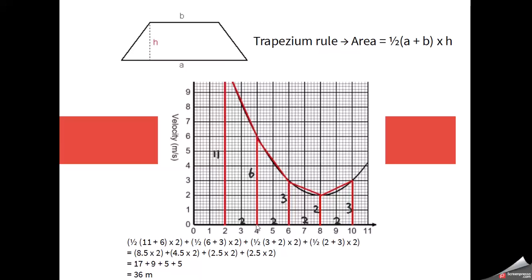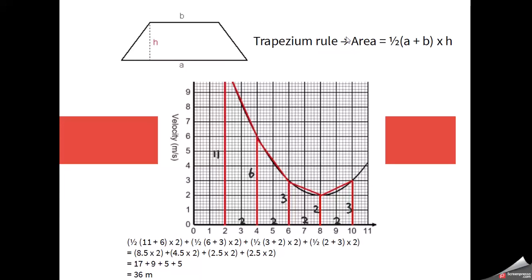And if you note, I've made sure that these trapeziums have got the same distance between the two lines. All are 2 units apart. You'll also note that some of them overlap the line slightly or underlap it. That doesn't matter as long as it's not too excessive, because this is an estimation of distance.